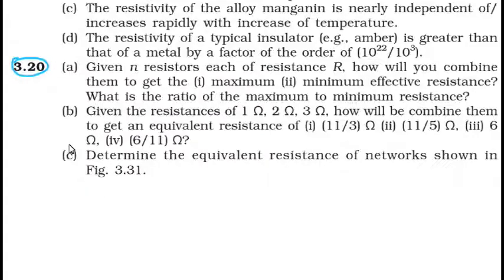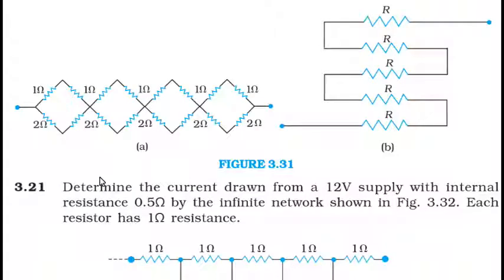Now we'll solve part C. Determine the equivalent resistance of networks shown in figure 3.31. If we see figure 3.31, in A this resistance combination is given, and in B this resistance combination is given. Let us see the solution.